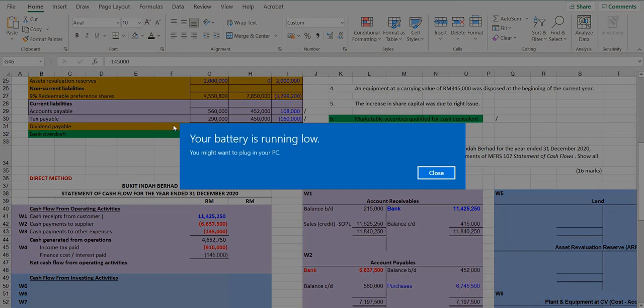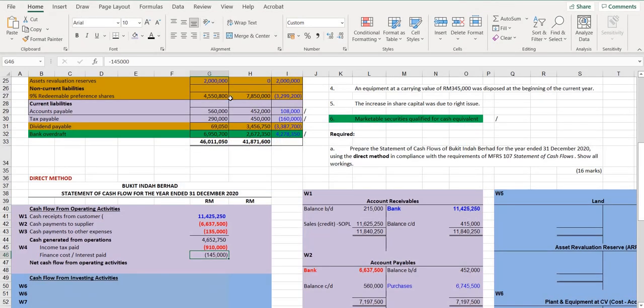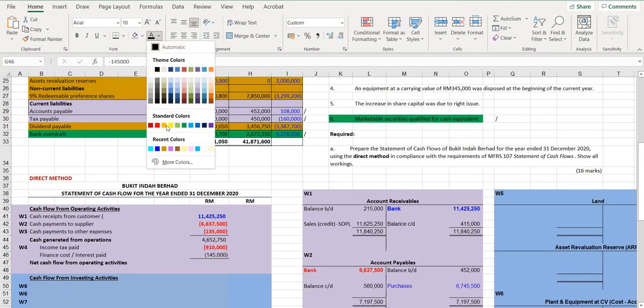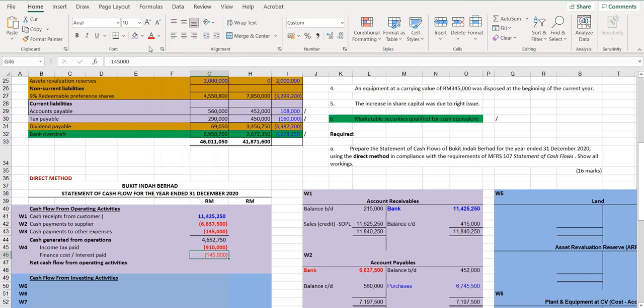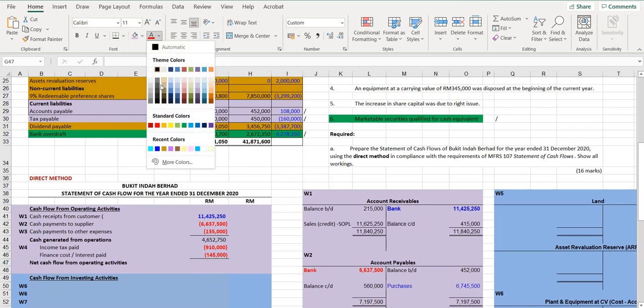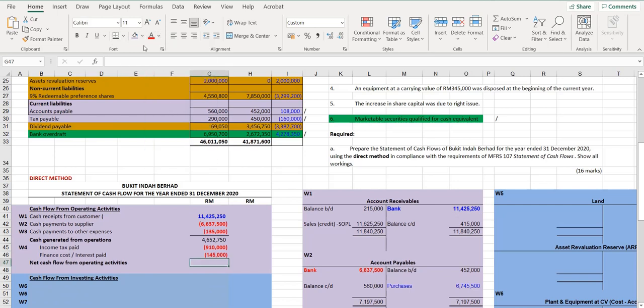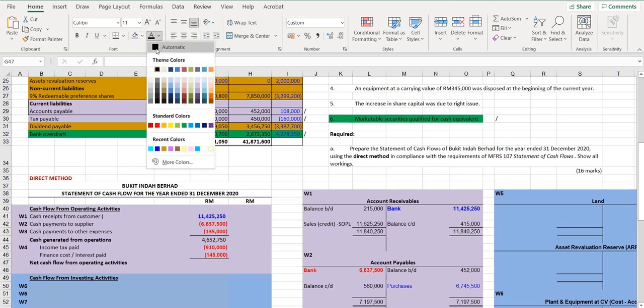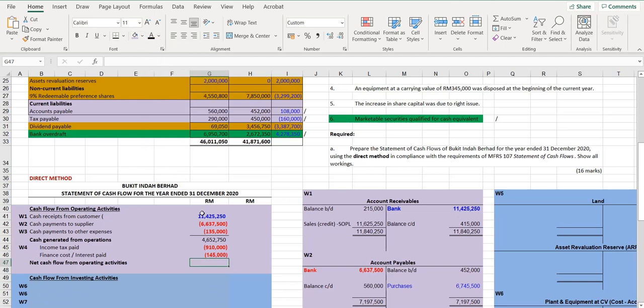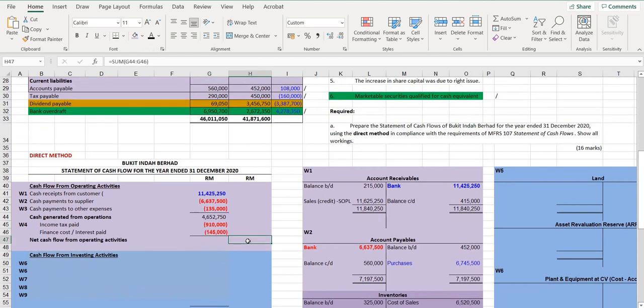145, right? And that one would be an in or outflow? It will be an outflow. Next, the total cash flow from operating activities. How much would it be? The cash flow from operating activities would be 3,597,750, which is an inflow.